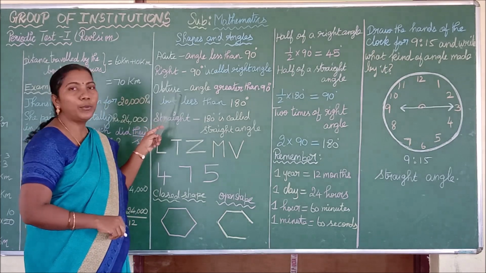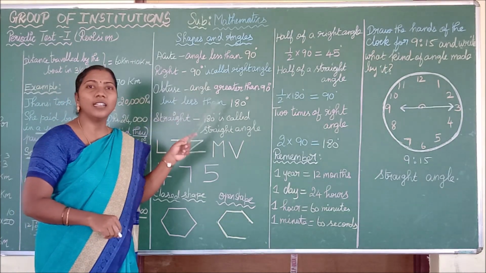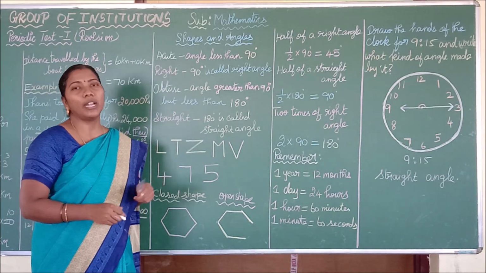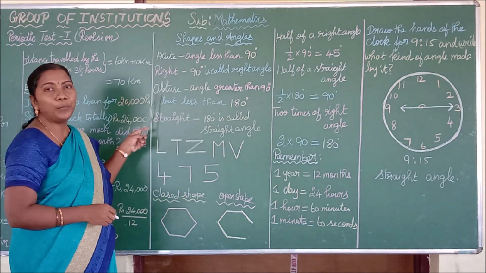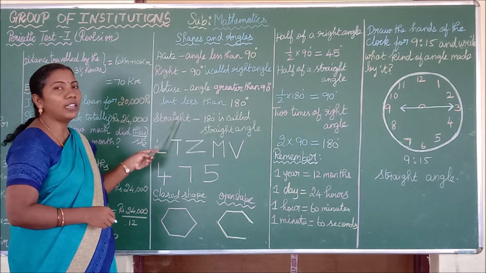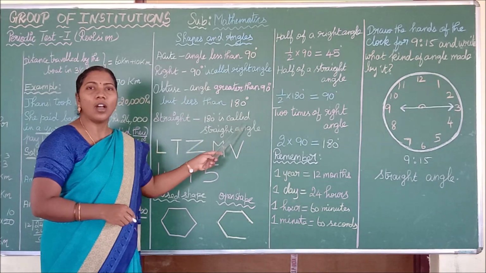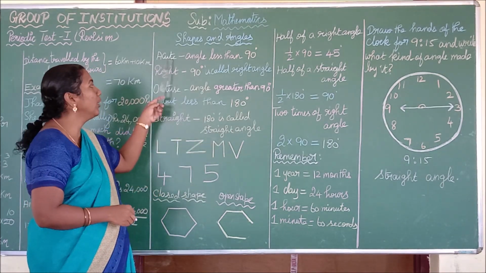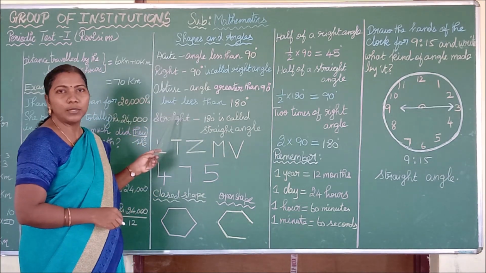What is meant by obtuse angle? Angles greater than 90 but less than 180 degrees are called obtuse angles. What is meant by straight angle? That 180 degrees is called a straight angle. Okay, definitely you have to memorize all the types of angles.